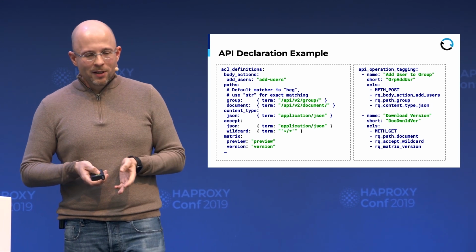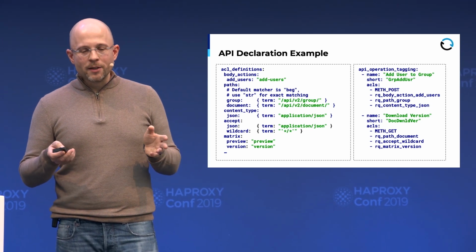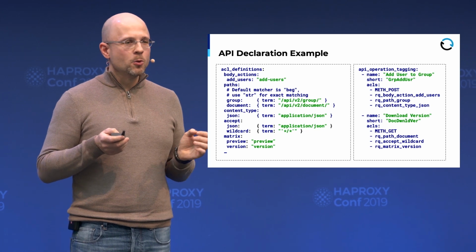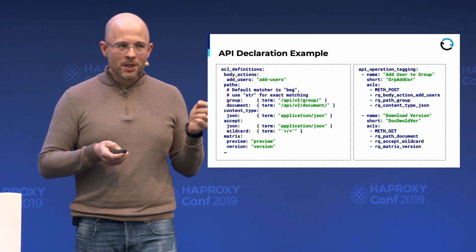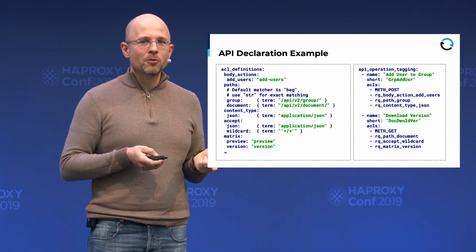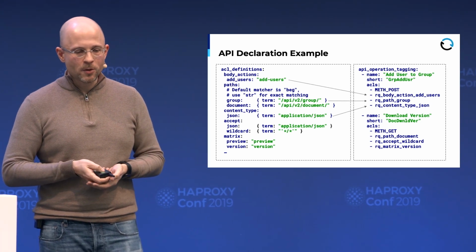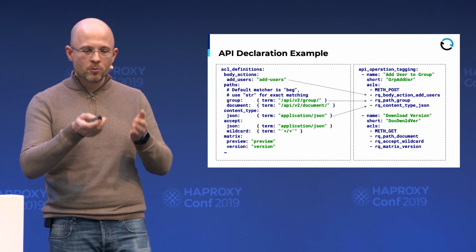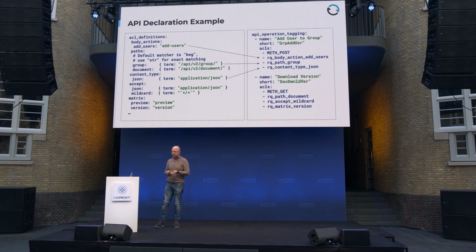You probably already see an obvious naming scheme there, a naming convention, and someone might decide, okay, there is an API operation that adds a user to a group, whatever that means in the context of the system. But that action is defined by being posted, being directed at the path for the group resource, having a content type of JSON, and also having a body action add users. So that's on the left-hand side there. So you can mix and match these things from the left-hand side and put them into a list of ACLs that make up this API operation. And what you see there as short, that's the actual tag, a shorthand description of that operation. That's what you will find in the log later on.